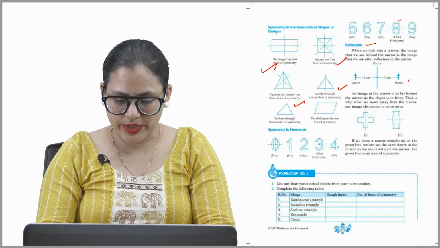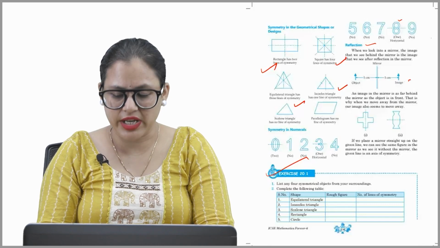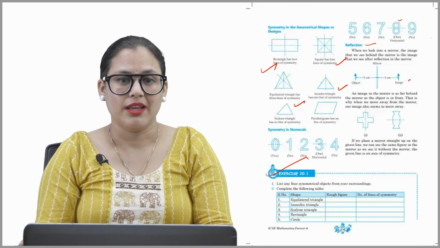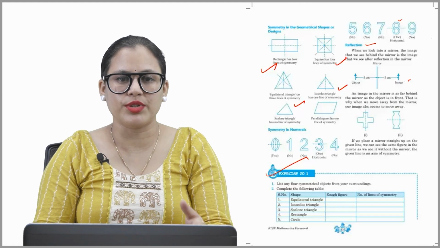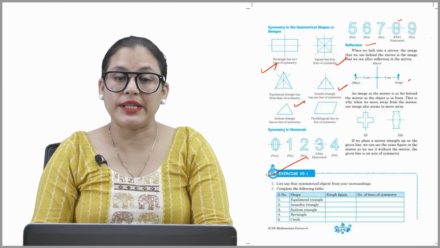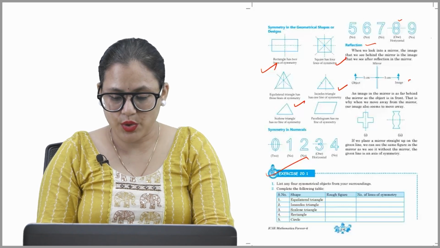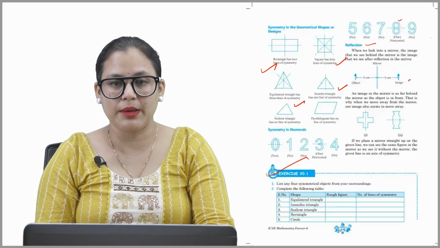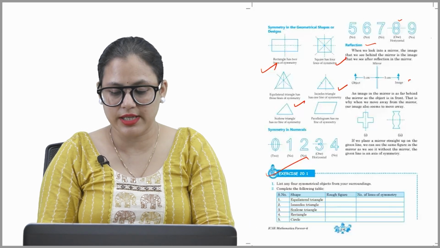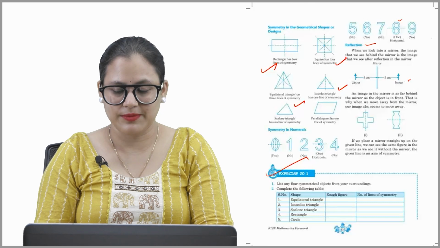Exercise 20.1. List any 4 symmetrical objects from your surroundings. You can list any objects which are symmetrical, right? And in question number 2, you have to complete the figure table. That is, shapes are given, you have to make a rough figure, then you have to tell the number of lines of symmetry. Like equilateral triangle has 3 lines of symmetry, isosceles triangle has 1 line of symmetry, right?